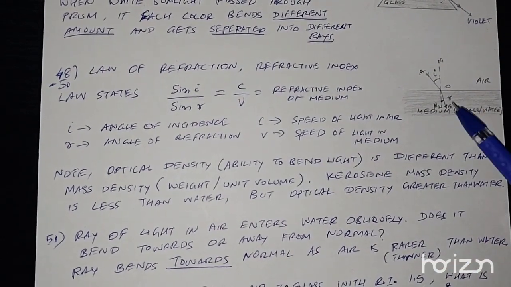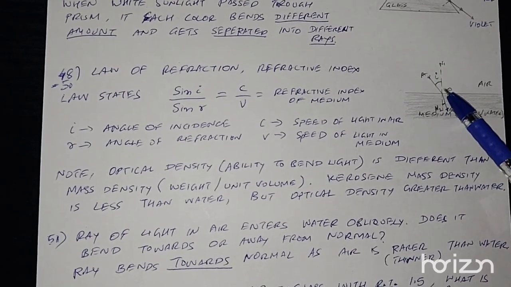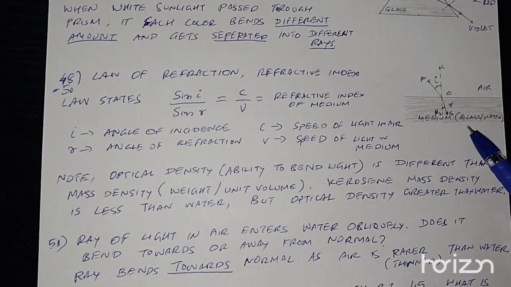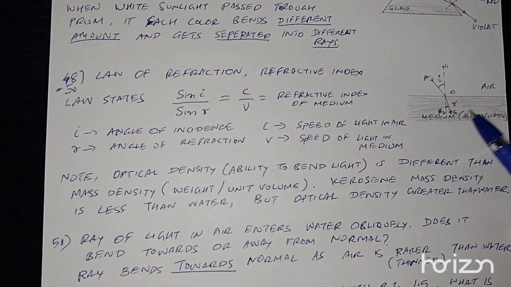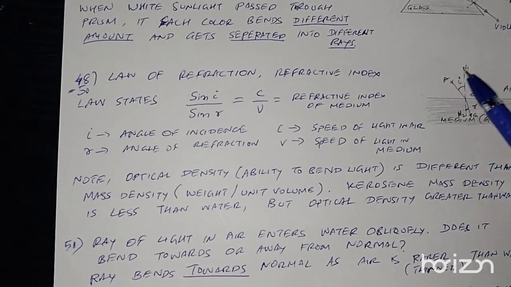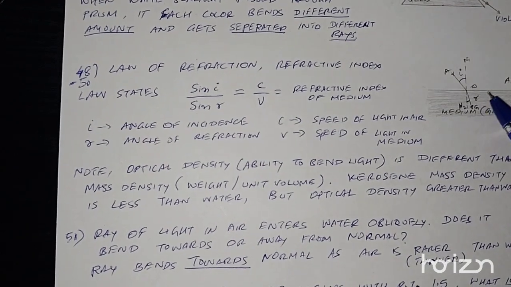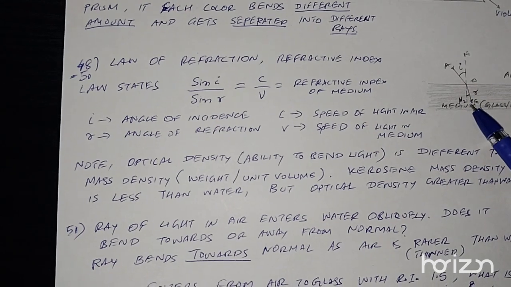For example, look at this picture again. If you shoot a light ray from the air, it enters into the medium. This is air and this is the medium. The medium can be anything. It can be water, glass, diamond, kerosene, whatever it is. Since air is thinner, rarer, and this medium is denser, this ray OG will bend towards the normal.